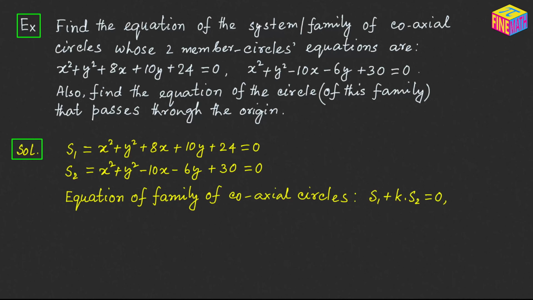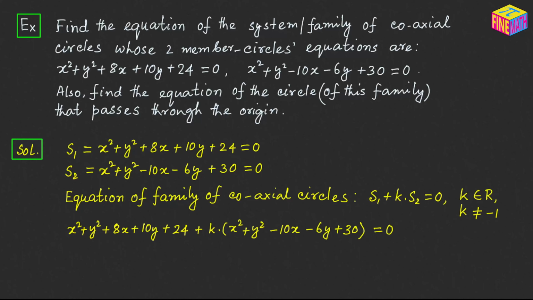Well, it can be written like this: S1 plus some real number k times S2 equals 0, where k is not equal to negative 1. And then if we plug in the values of S1 and S2, the equation would look like this. And that is the general equation of the family of these coaxial circles. The two given circles also belong to the same family, because based on their equation we have come up with the general equation of the family of coaxial circles.